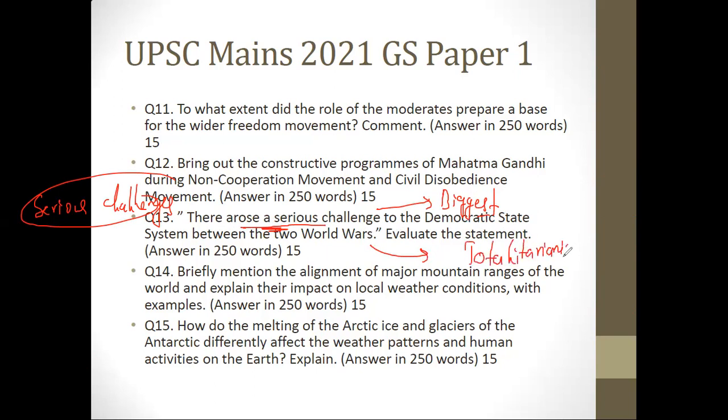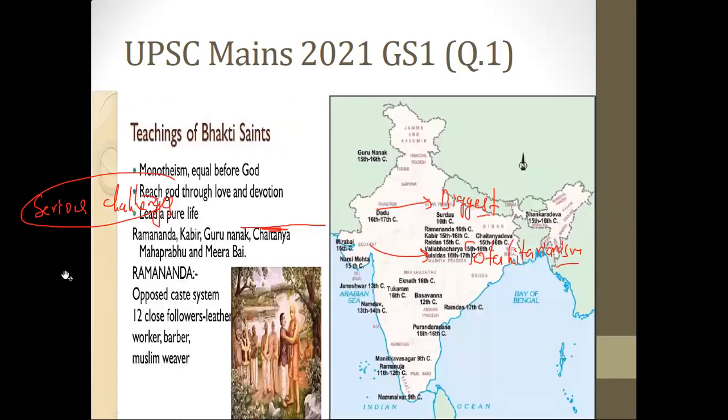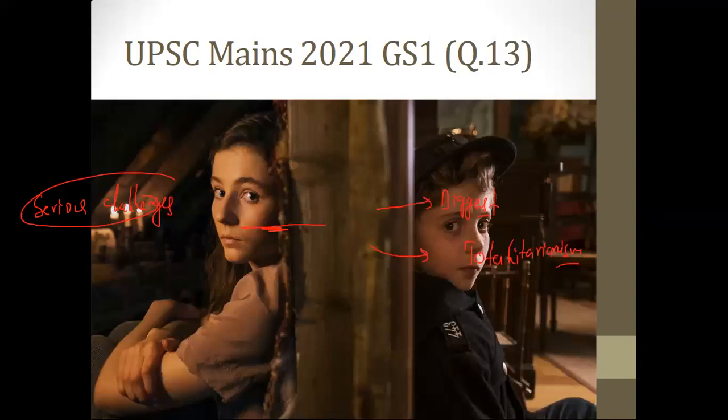Totalitarianism. There were other challenges also. Communist versus capitalist, the great economic depression, so many things. But the most important or most serious challenge to the democratic state system was totalitarianism. So, and then you can talk about that there were different facets of totalitarianism. What are the different facets of totalitarianism? One facet is this. What is this?